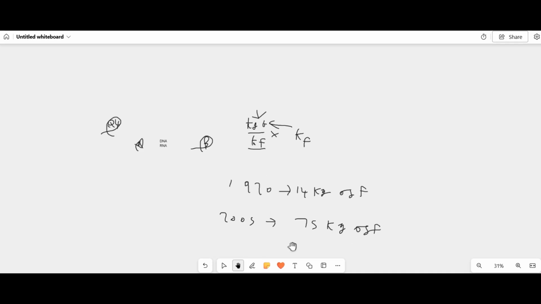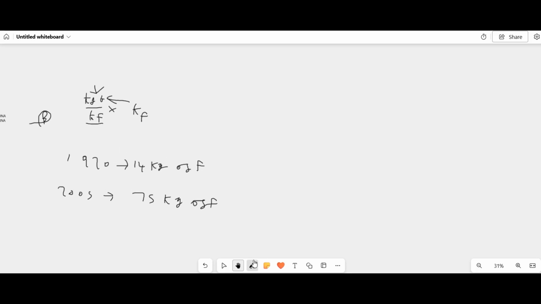Now the bar chart relates to the ratio. So for 1970, if you look at the bar chart, it's 12.4. Remember, use the y-axis on the right-hand side of the graph. So 12.4 kg per whatever. And in 2005, the ratio was, let's say, 3.6.